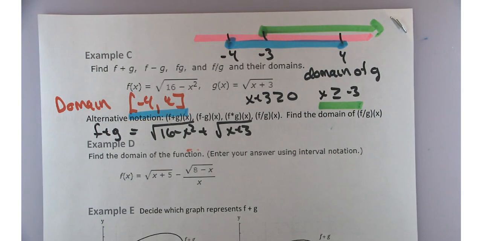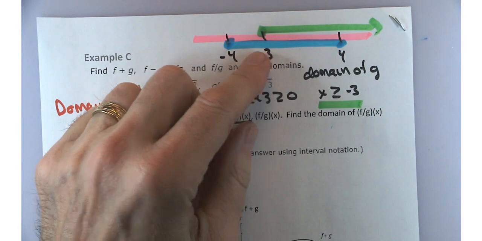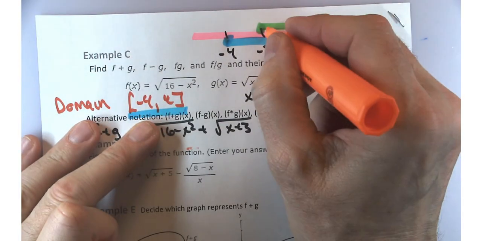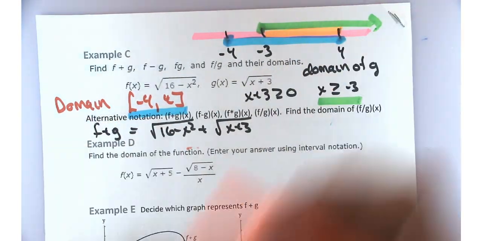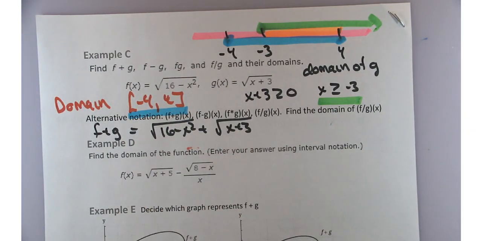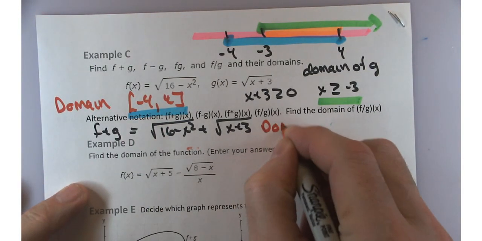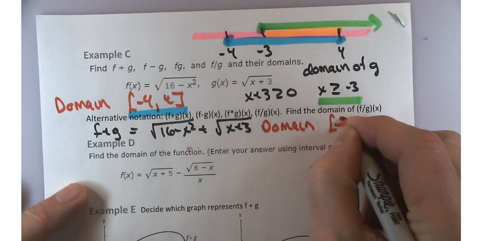Now give yourself a second, but look at this and see, where do these overlap? Where do the domains of these functions overlap? So where are they both going to be defined? Negative 3 to 4. All right. Yeah, so right here. This is where they overlap. So that's your domain right there. So the domain of this function is exactly that, negative 3 to 4.